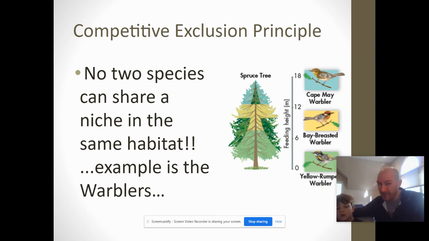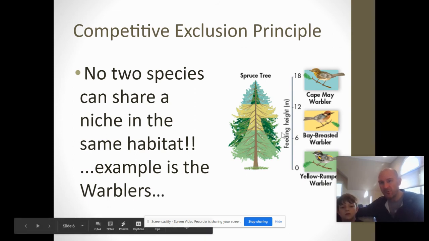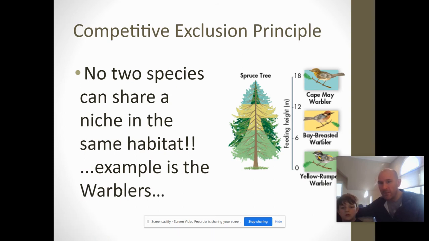Now, it might look like they're occupying the same niche, but niches are very complex, like we just said. So in this little diagram here, you might have this one spruce tree with three different types of birds: the Cape May warbler, the bay-breasted warbler, and the yellow-rumped warbler. Just three different types of birds.